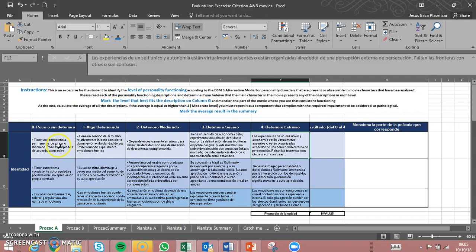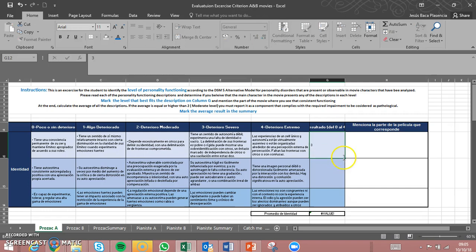So you would think about the main character of the movie, and you are going to see if the person would be better placed in here or in here, and here you're going to mark, okay, for this specific category, this character, in this case Lizzie from the movie Prozac Nation, we would give her a 3, for example. I'm just making it up right now, I didn't read it. And maybe here it would be a 1, and maybe here it would be a 2.